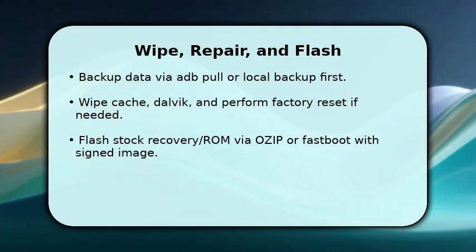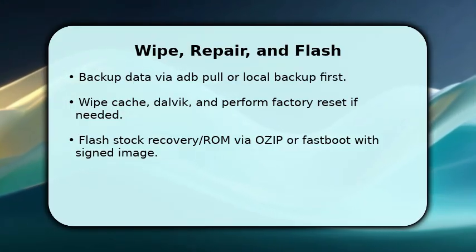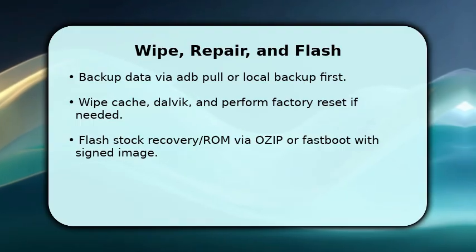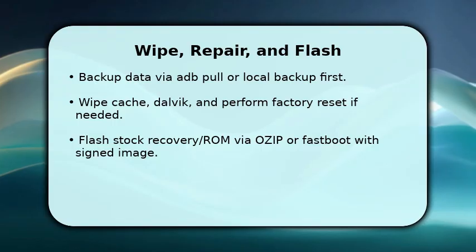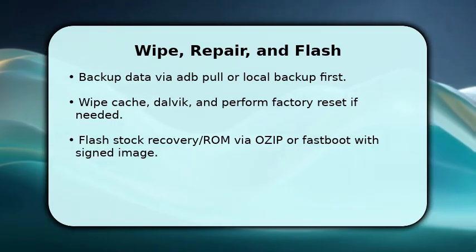You now perform the middle step repairs that actually fix corrupt recovery. First, pull important data with an ADB pull or use ColorOS backup. Do this quickly but thoroughly. Then clear caches. Wipe cache and Dalvik to remove temporary conflicts, and only factory reset if other fixes fail.